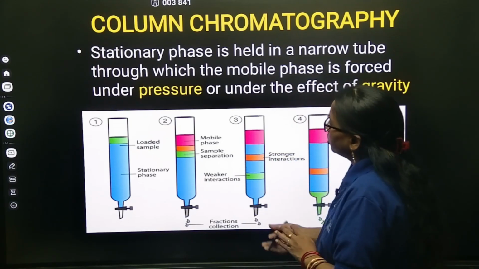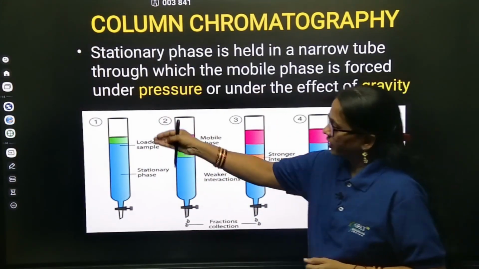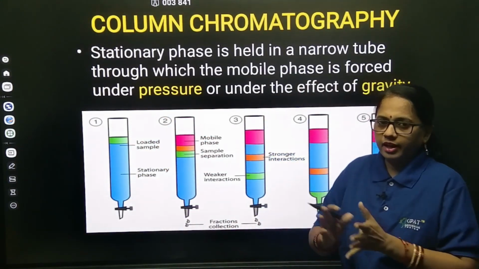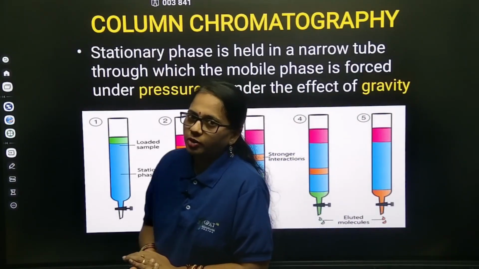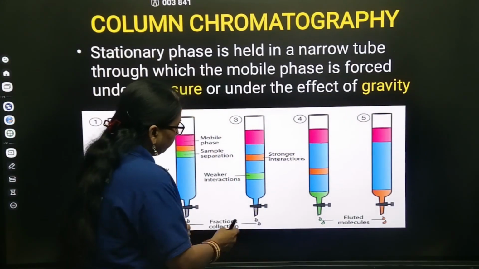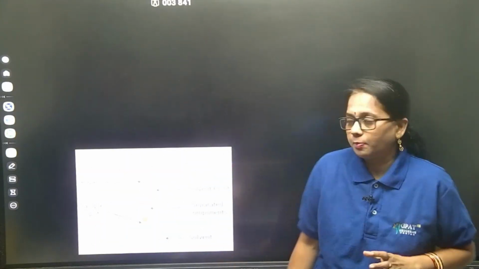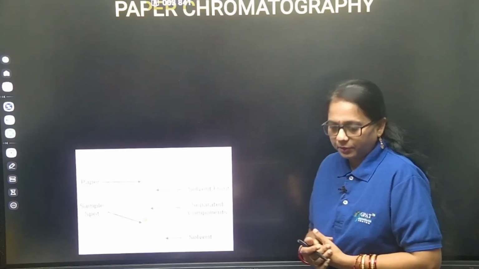Because we are pouring the mobile phase from the top, under gravity the mobile phase starts to travel through the stationary phase. In this way column chromatography is going to work well, and this is also going to be highly useful for mostly selected compounds. And coming to another technique, nothing but paper chromatography.